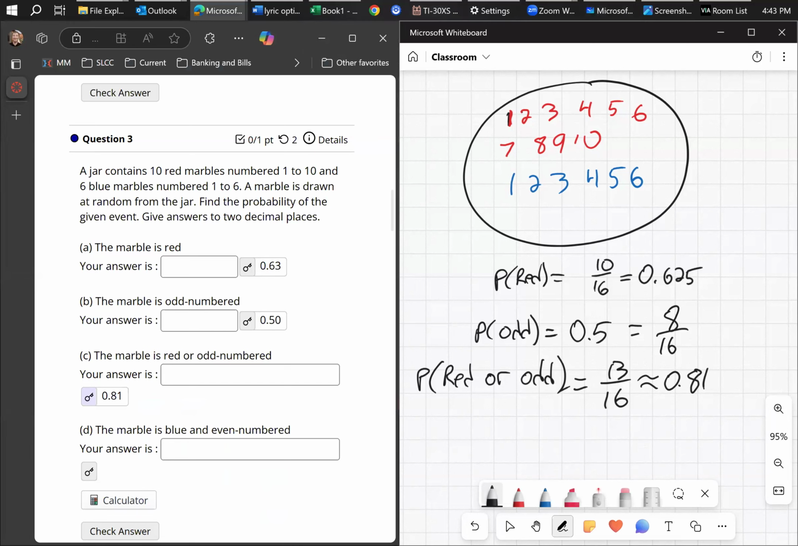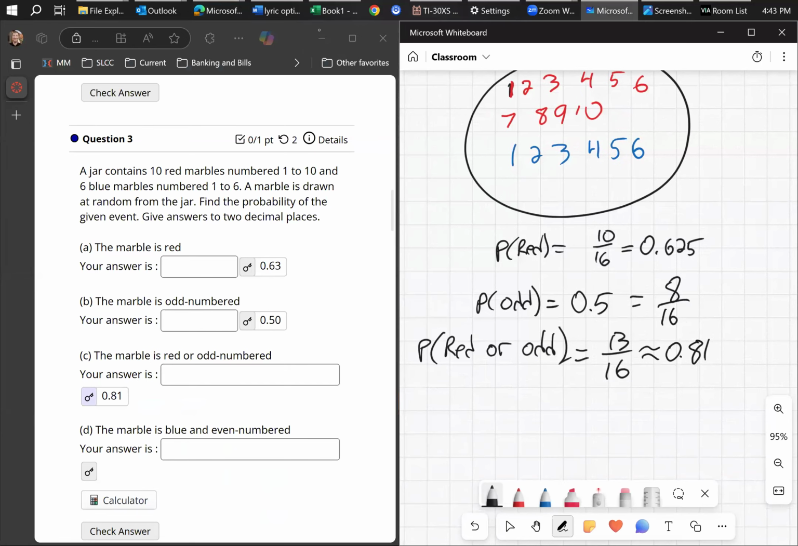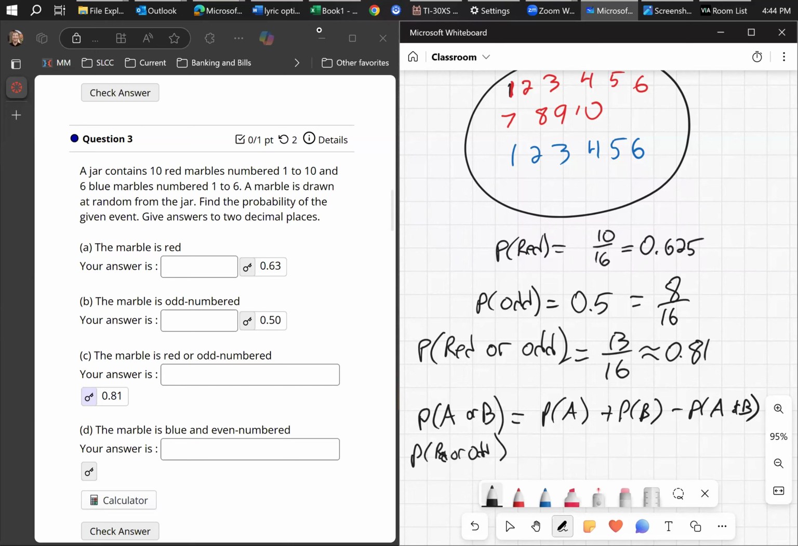But there's also formulas. The formula that's given on the exam for this is P of A or B equals P of A plus P of B minus P of A and B. So in this case, P of red or odd would be the probability of red, plus the probability of odd, minus the probability of red and odd.